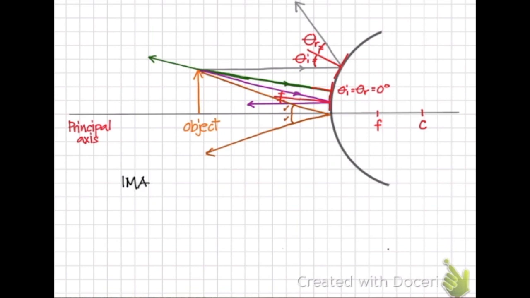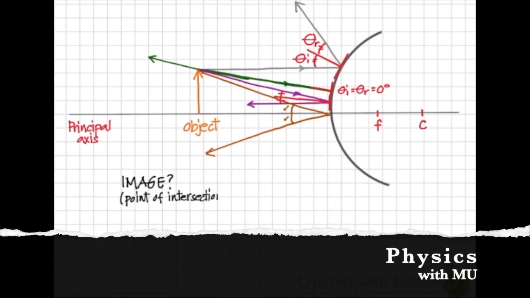Now, how do we find the image? Just as in the plane mirror, the image must be formed at the point of intersection of all the reflected rays drawn. However, when we extend these reflected rays, there is no way they will meet or intersect. These rays are divergent rays. In that case, we extend their tails and find the point of intersection. This one goes here, this one goes here, this one there, and this one here. Here is the intersection.